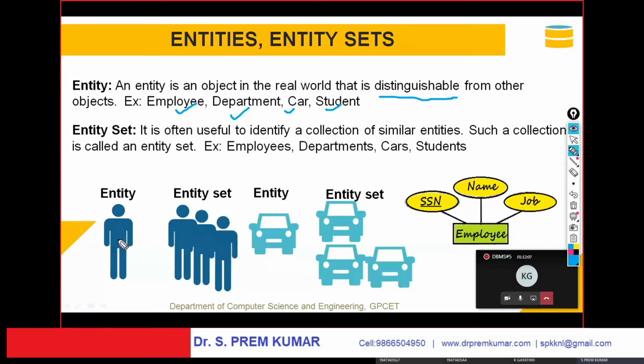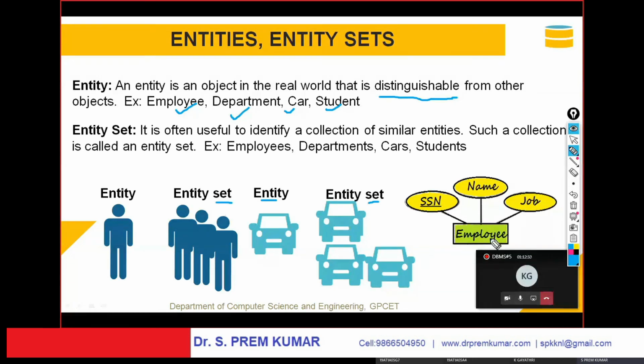For example, employee. A group of employees is called an entity set, a set of employees. I say car. Car is an entity. If I say set of cars, it is called an entity set. This entity set is represented with a rectangular box. Observe carefully the diagram, the ER diagram. The entity set is represented by a rectangular box. I'm calling it employee. This is an entity set.